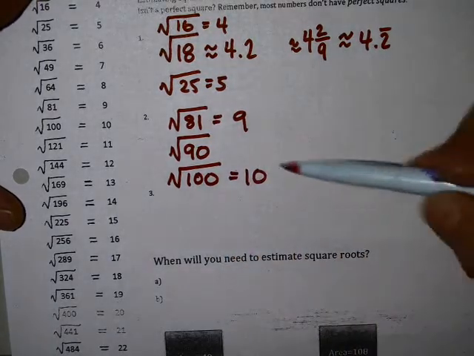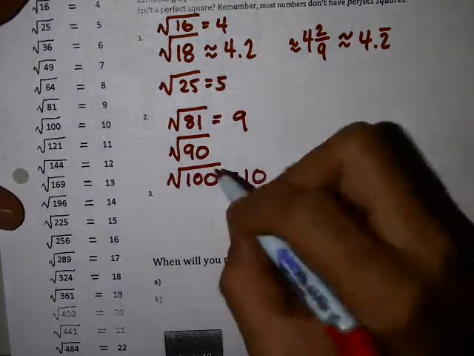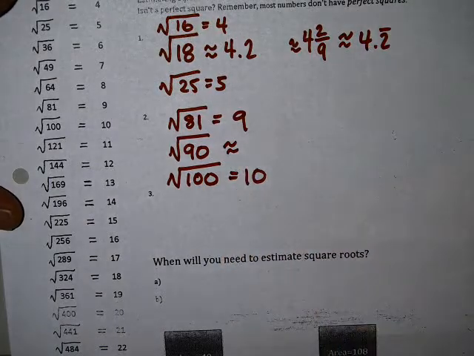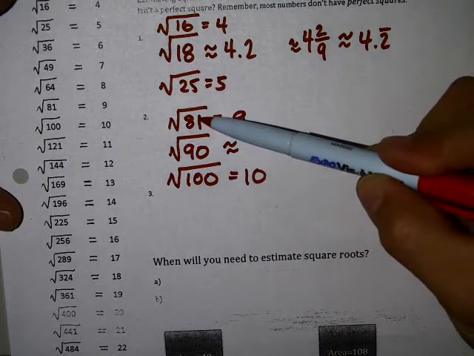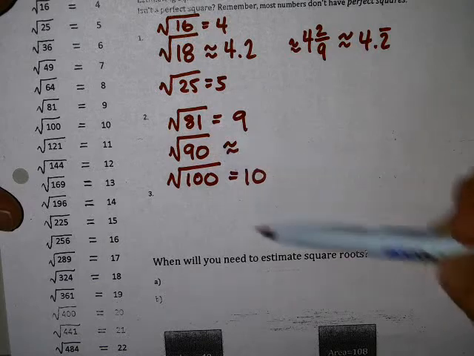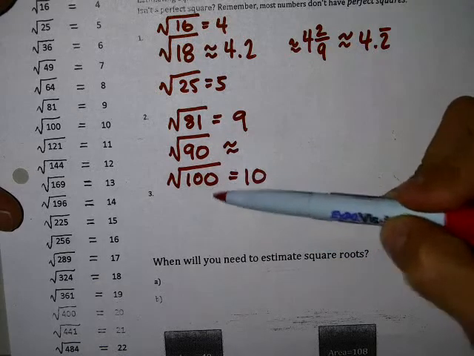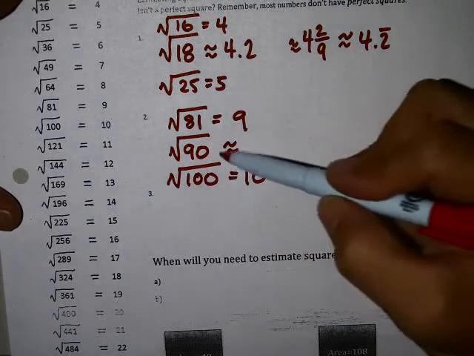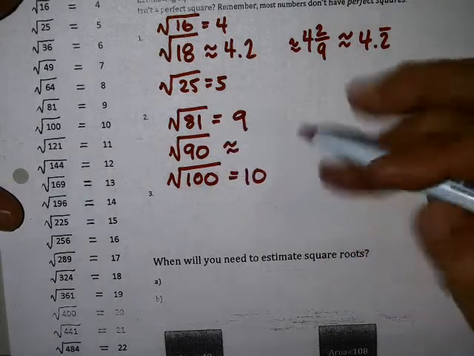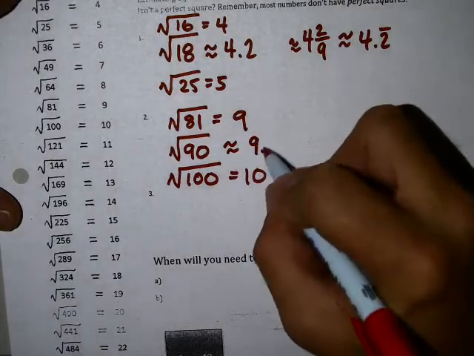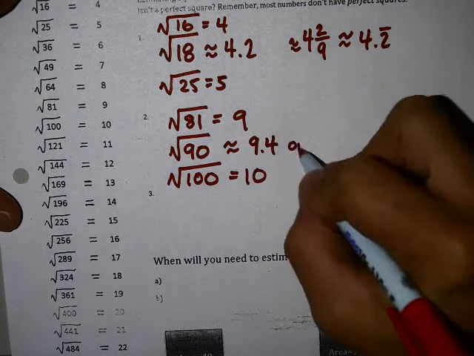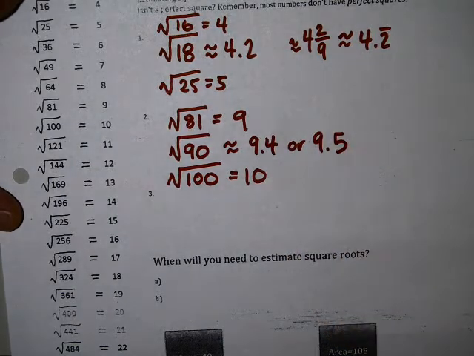Okay, so we know it's got to be somewhere between 9 and 10. So we're going to estimate. If you look, to get from 81 to 90 is 9 away, and to get from 90 to 100 is 10 away. Now, it's a little closer to 9 than it is to 10. So if you said 9.4, or even if you actually put 9.5, because it's pretty close, that would be a good estimate. You wouldn't want to put 9.2.